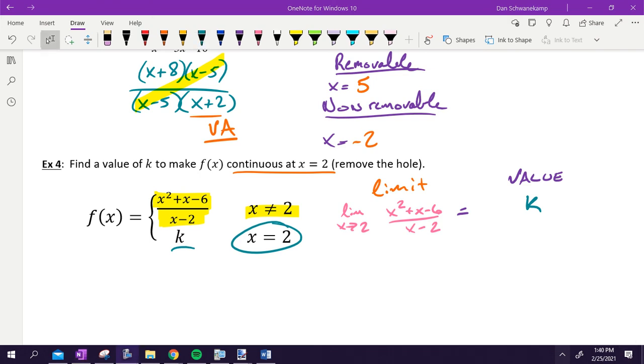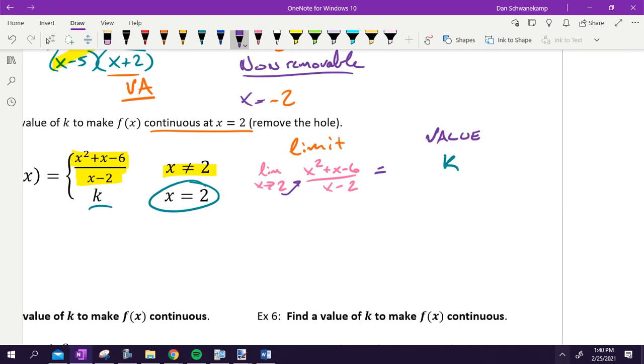We go to solve it. What happens when I find this limit? I try to plug in 2. What do I get when I plug in 2? 0 over 0, so I got to factor. Then I am going to cancel. And then I'm going to plug back in. Take 2 and plug it in.